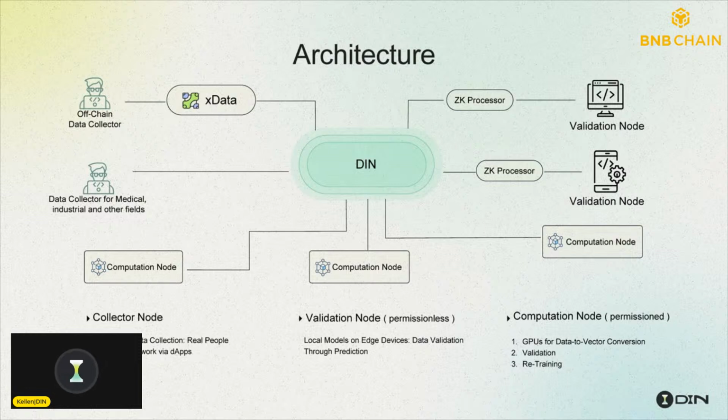Then we have the computation nodes, which provide the GPU power needed for data processing and vector conversion. These nodes handle the heavy computational tasks, turning raw data into something usable for machine learning models. Together, these components work in harmony to create a scalable, decentralized network where data flows seamlessly, is validated in real time, and is processed efficiently for AI agents to learn from. This is the backbone of DIN, enabling us to build the infrastructure for a fair and transparent AI ecosystem.